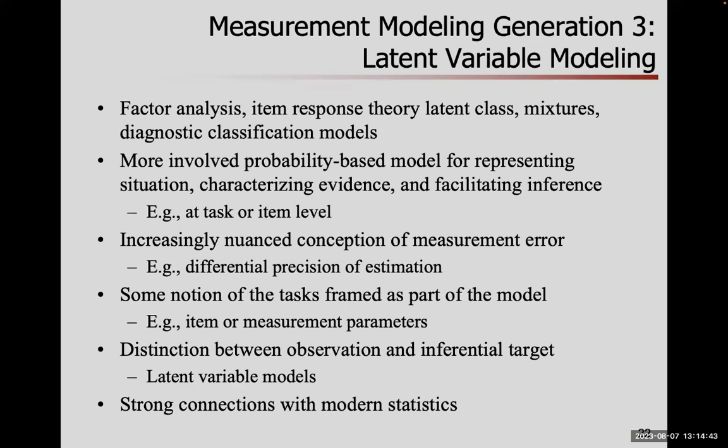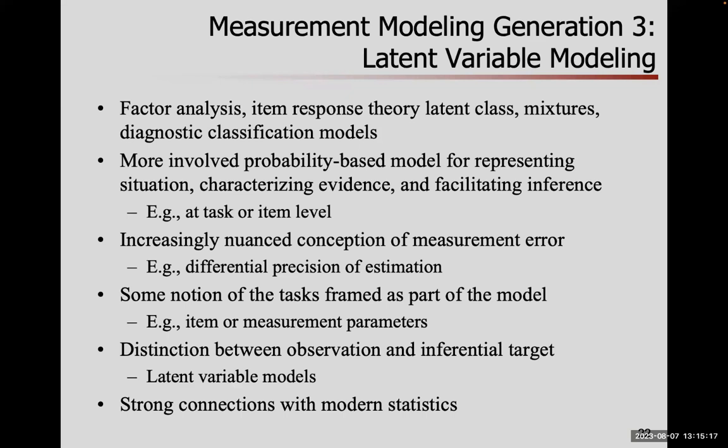We get some notion of the tasks or activities. There are item or measurement model parameters. This is a hard item. This is an easy item, in education. This item is discriminating. It tells us a lot about the construct. This one, relatively speaking, less so. Those are now part of the model. Those are parameters in the statistical model. And once again, we have a distinction between the observations, the X's, and the inferential target, say, the construct that we're modeling as a latent variable.